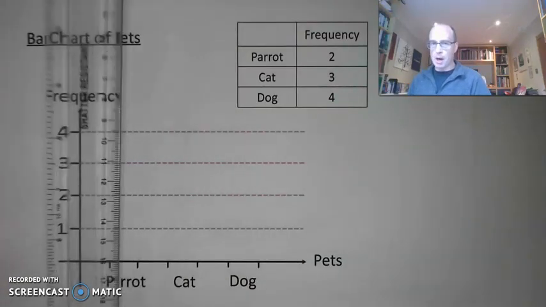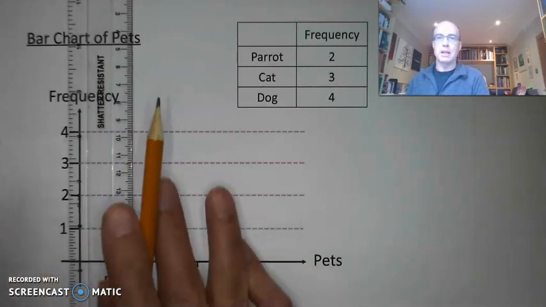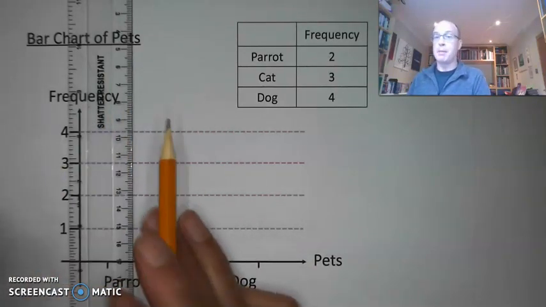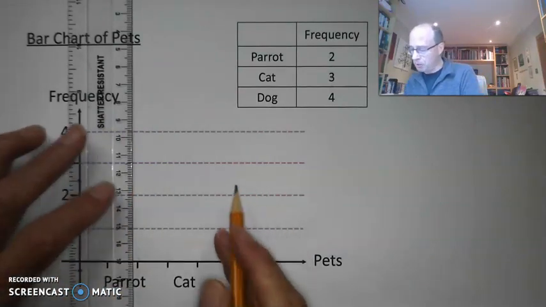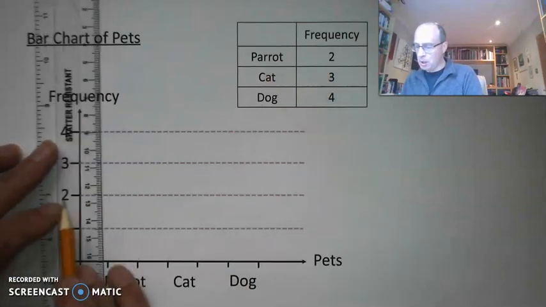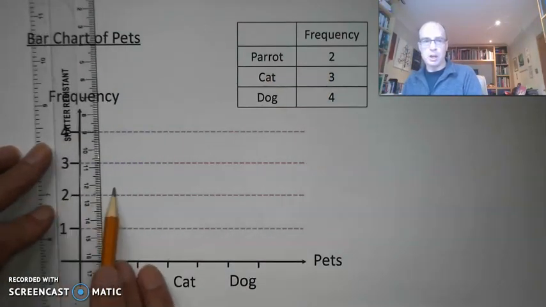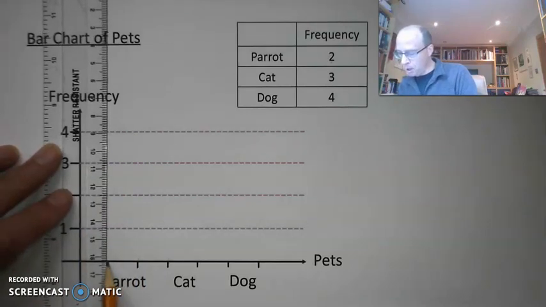So I'm going to draw my bars with a ruler and a pencil. So really important, if you use a pencil and a ruler, you can rub it out and correct it if it goes horribly wrong. So my parrot, remember I've got a frequency of 2, so I need to come up to this line. So I'm going to draw my bar in, come up to my 2.